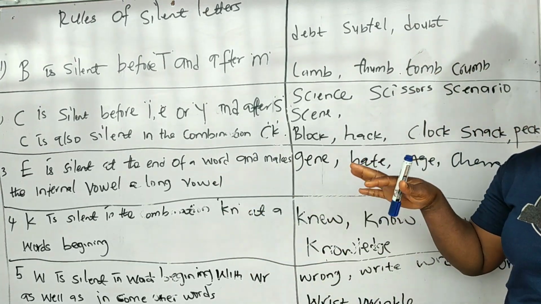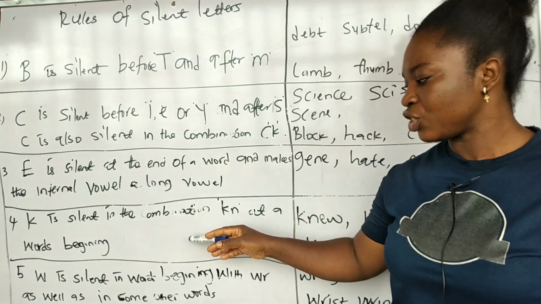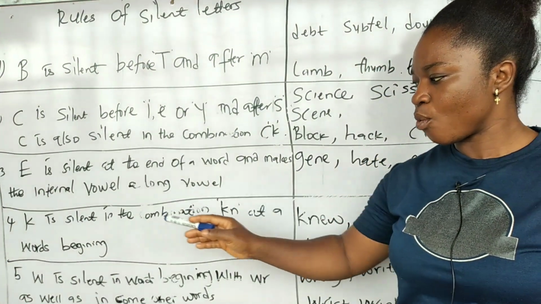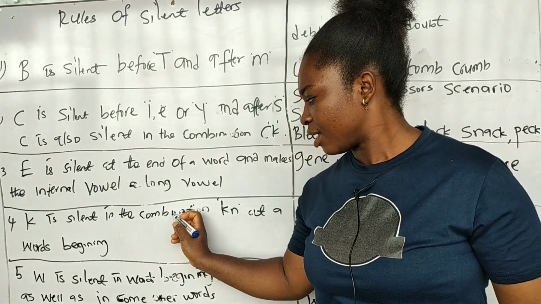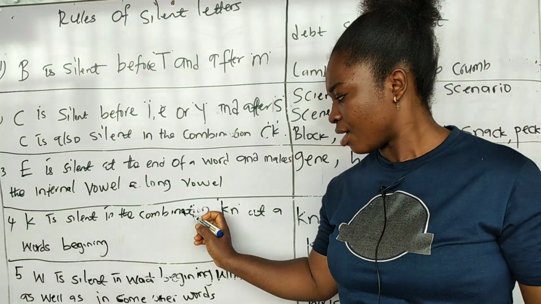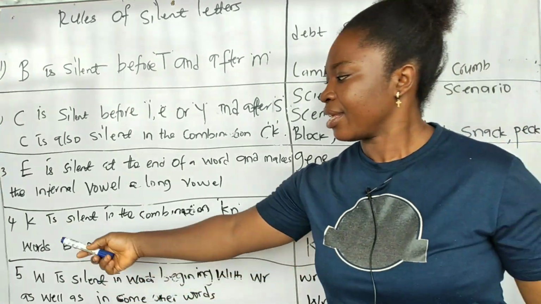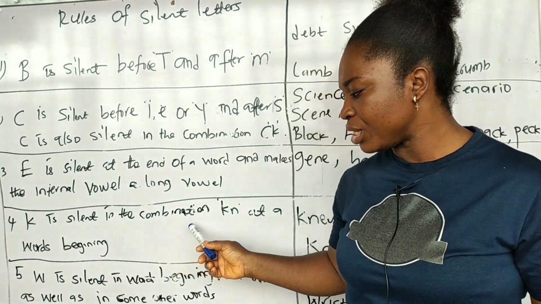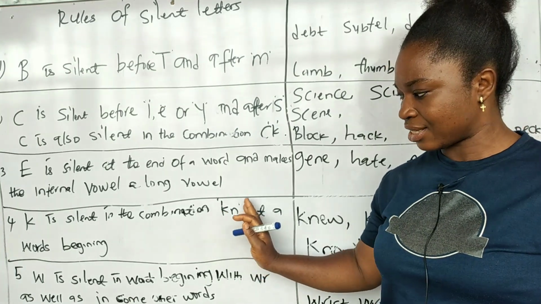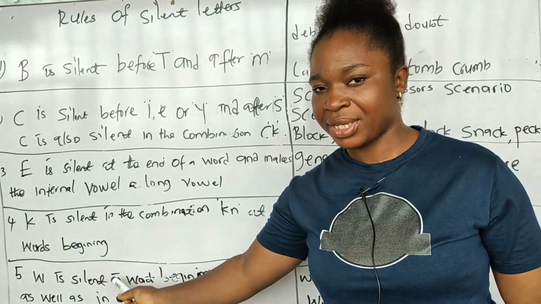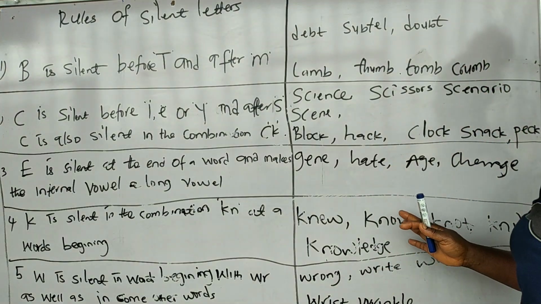Now let's see rule number 4. It says K is silent in the combination KN at a word's beginning. So it says K is silent in the combination, that is in the putting together of K and N. Thus, when you have a word that starts this way, at the beginning part of the word.